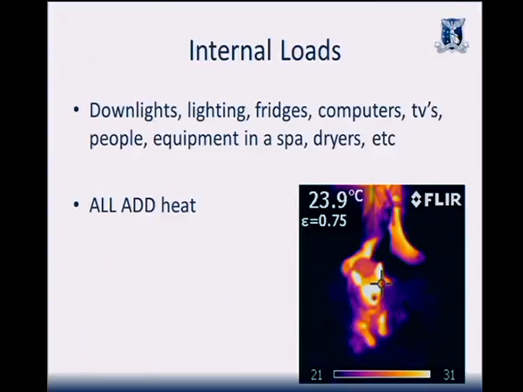And the last thing on those aspects of what are the things we're considering is the internal loads. So depending on what's inside the building, and houses are fairly predictable obviously, it does all that heat.